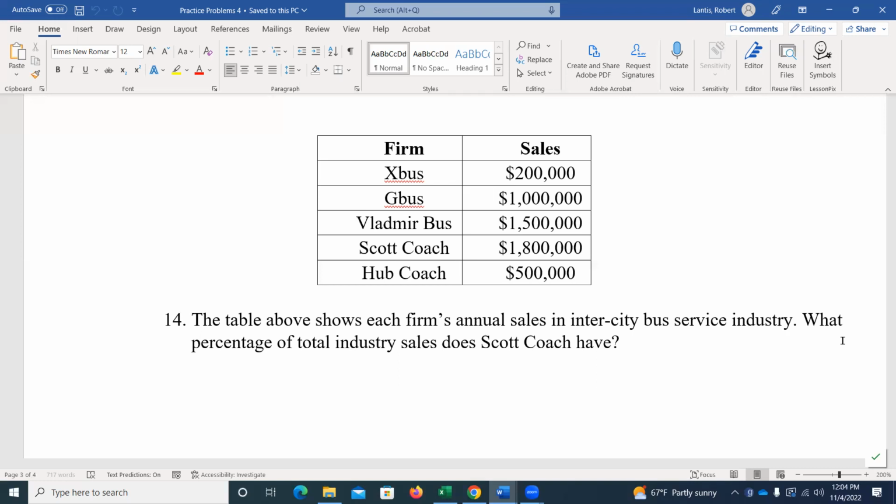Is it clear how I was coming up with these values? I know I was just saying it verbally, right? You would just take each sale divided by the total sales in this industry, which if we add those up, I did it in my head, but write in your calculator, 200,000 plus 1 million, and so on and so forth, these will add up to 5 million.